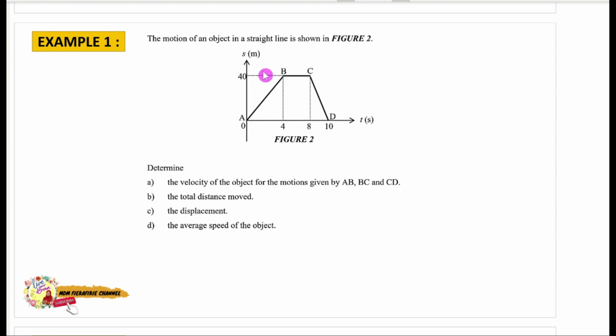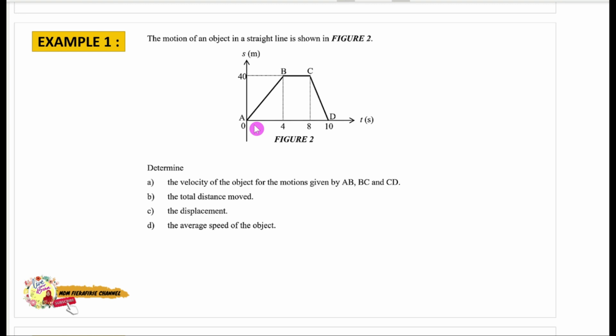Remember that when we have an ST graph, we can calculate the velocity of the motion based on the gradient of the graph. Let's start with question A first. We want to determine the velocity from A to B. Look here, from 0 second to 4 second, the displacement is positive, which means the object is moving to the right or upward.